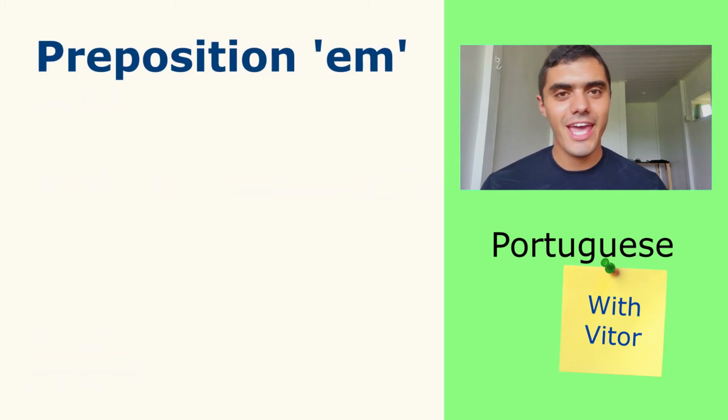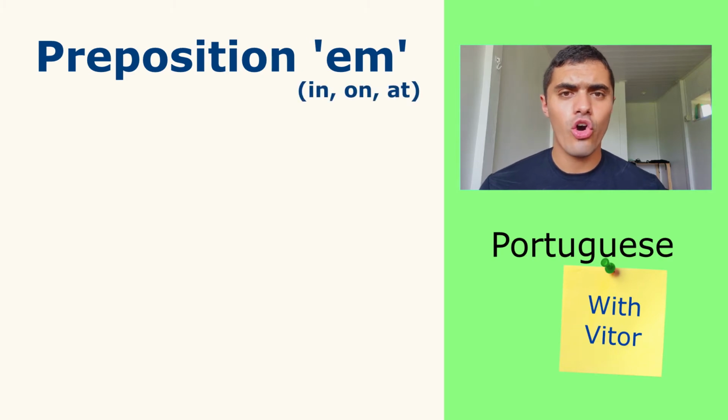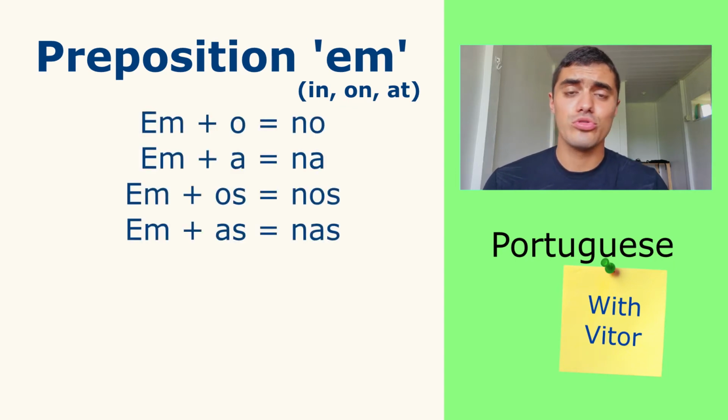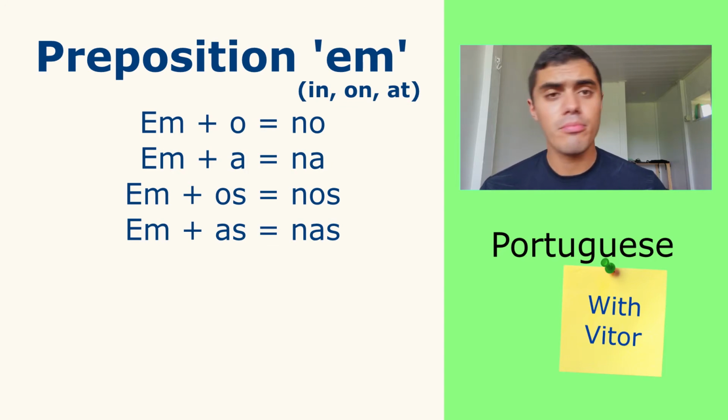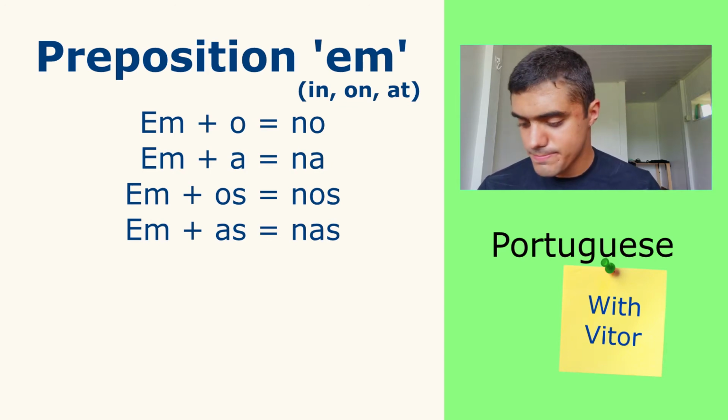We have em. Okay? Em means in, on, and at. And it shows places and time. So, it contracts with the article. So, let's see the contraction. Em plus o becomes no. Em plus a becomes na. Em plus os becomes nos. And em plus as becomes nas. Okay, so this is the contraction.